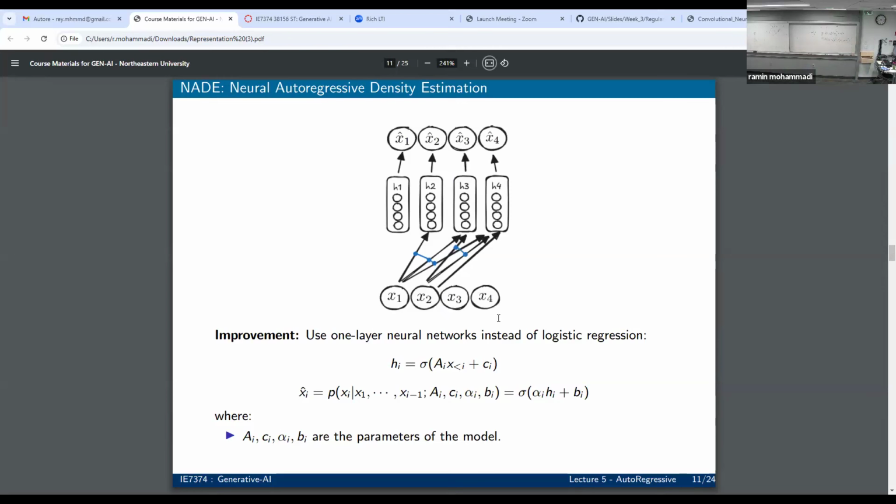in the fully visible sigmoid belief network, we didn't have H. We just had this connected to the output using logistic regression. In NADE, we have some intermediate layers using neural networks. So the data first goes to a neural network, and it will produce these hidden layers. Then the hidden layers go to the sigmoid for classification, right? That's the idea of the neural autoregressive density estimation technique, okay?